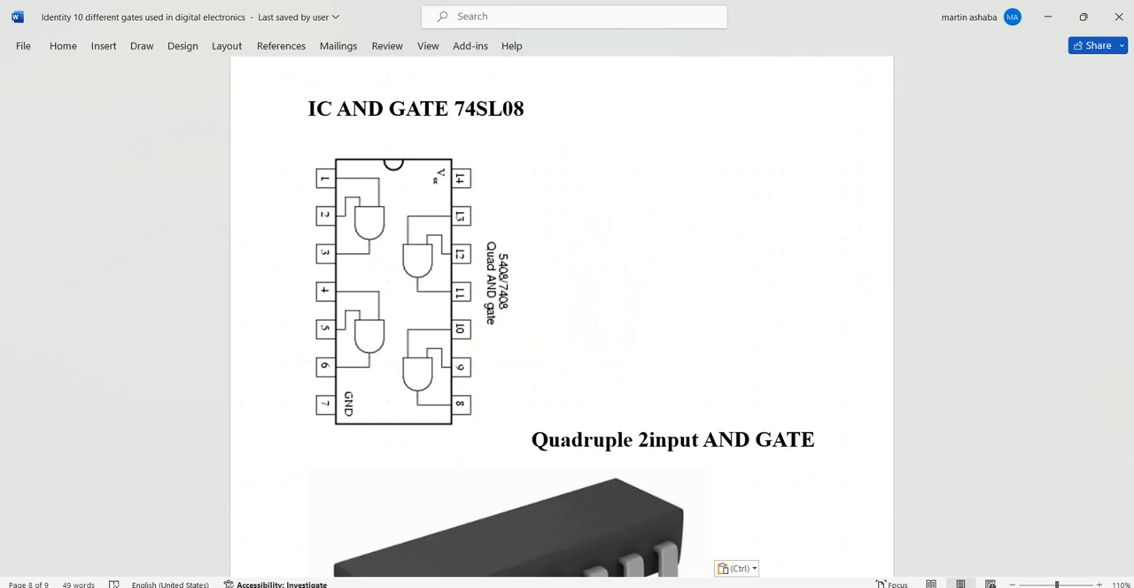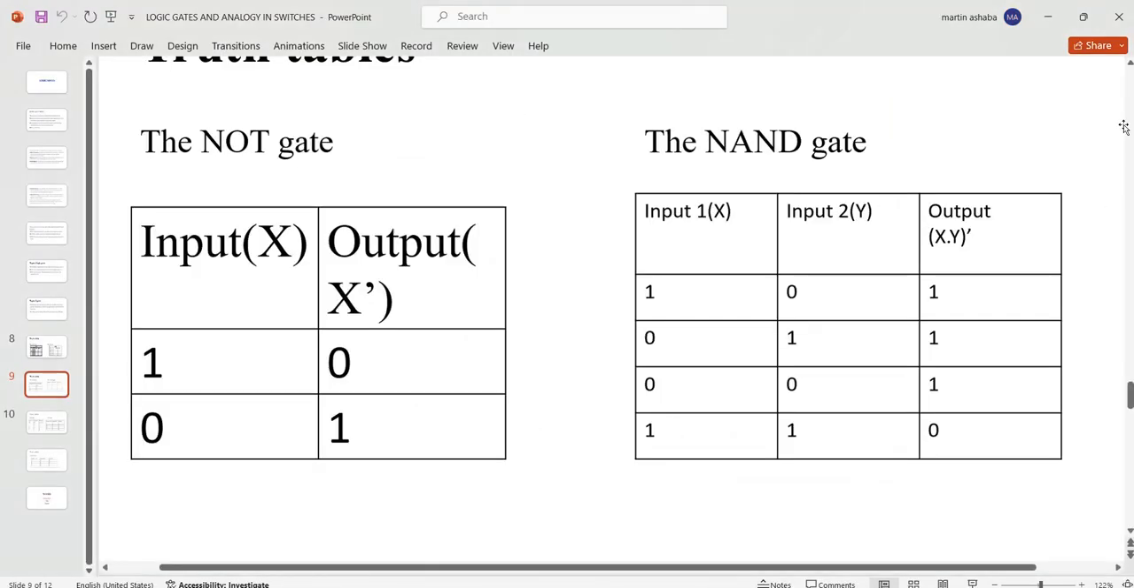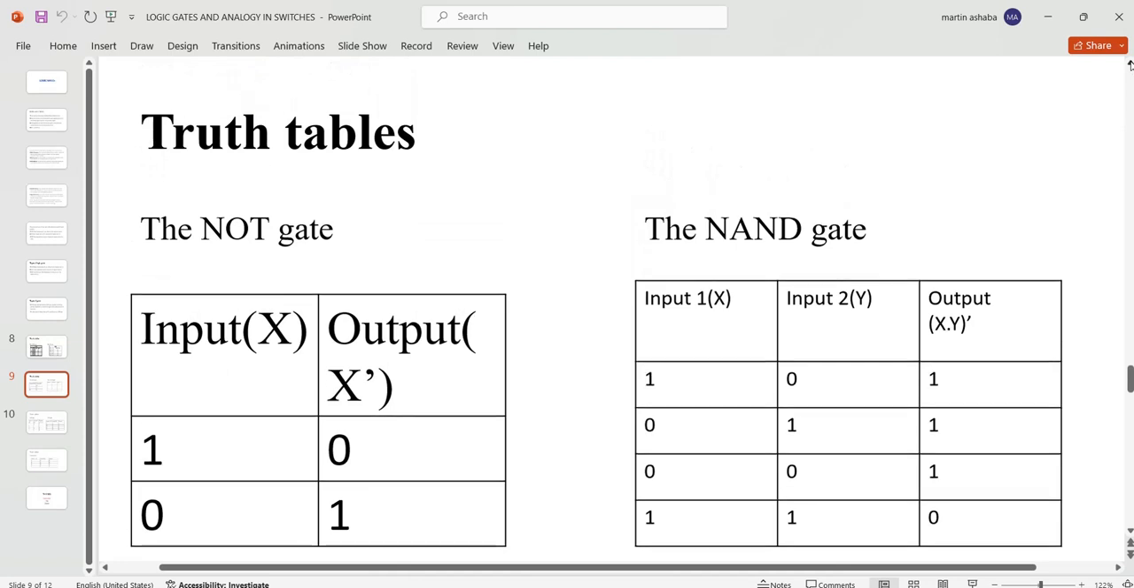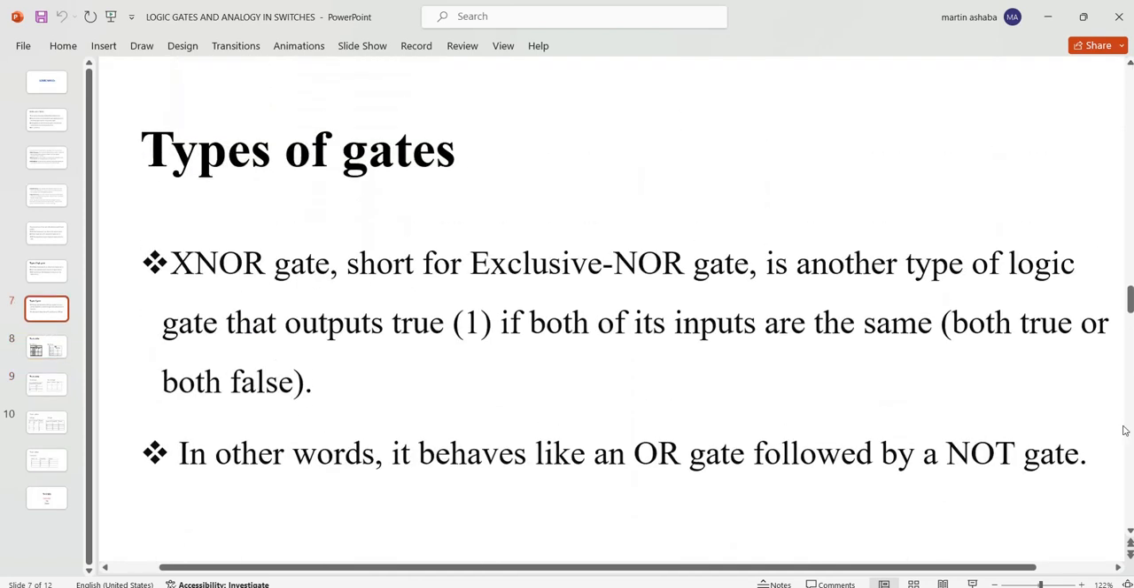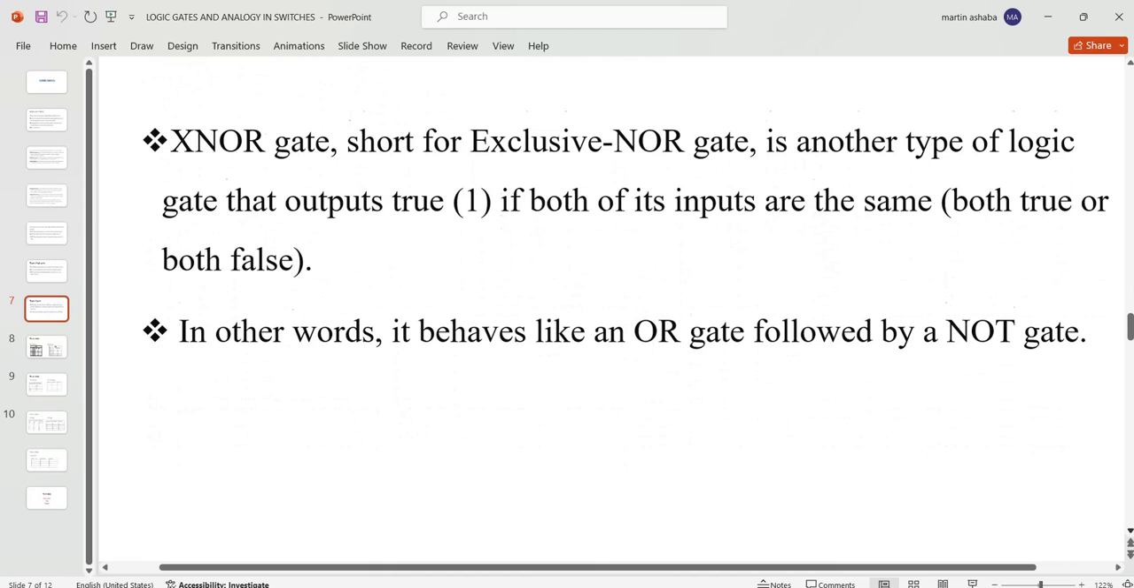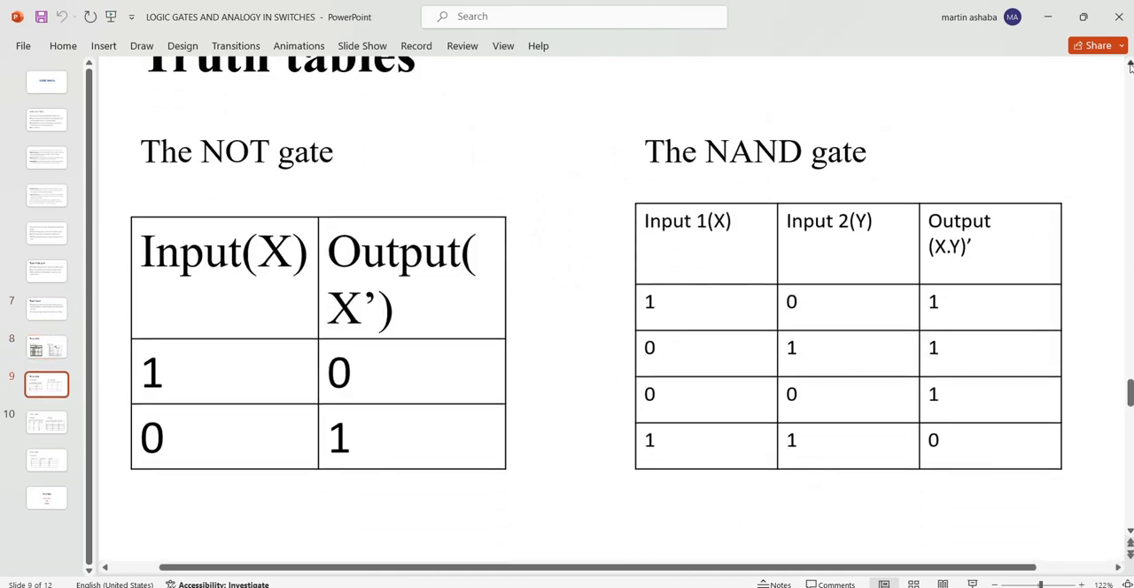Hello, dear colleagues. In this video, we are going to discuss the working operation of an IC AND gate 74LS08. Now, in our past lectures, we discussed logic gates in detail and we talked about the AND gate. The AND gate has its mode of operation, which is backed by this truth table.